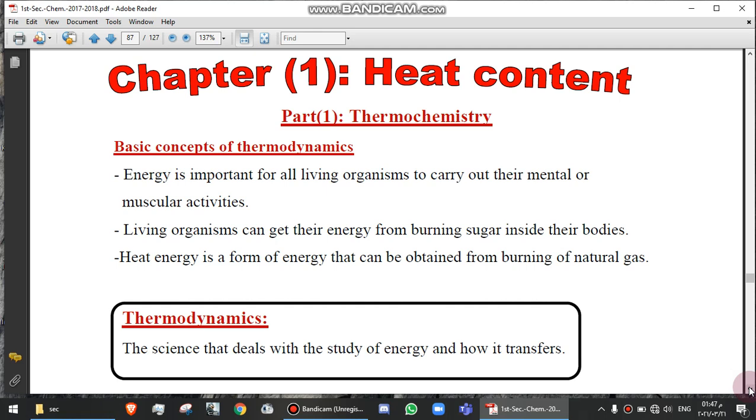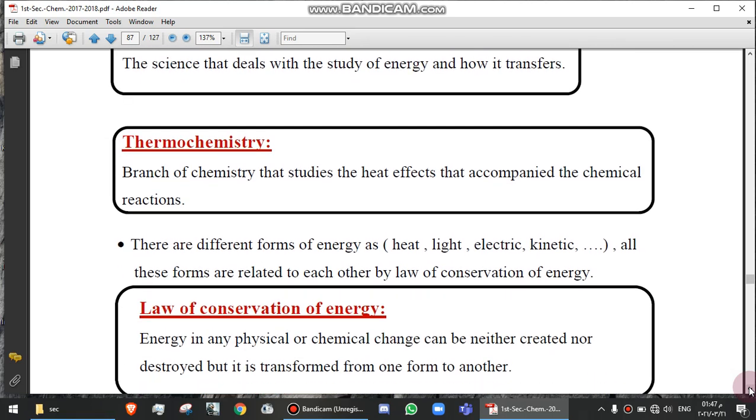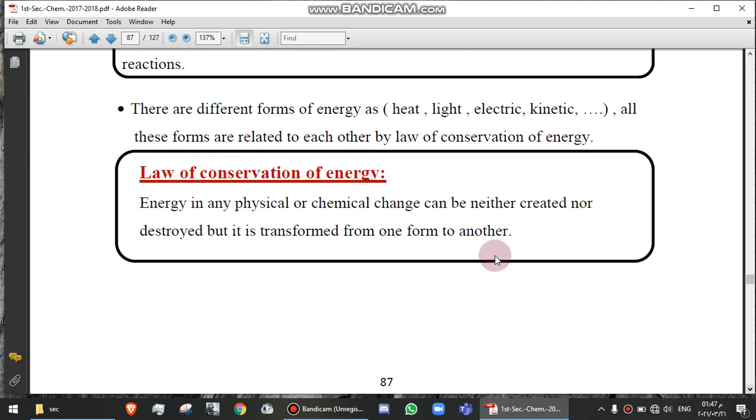Okay? And what is the meaning of thermodynamics? It is also a science, but it deals with the study of energy and how it transfers. We know the energy transfers from one form to another, as electricity changes to light, according to the law of conservation of energy. Energy in any physical or chemical change can be neither created nor destroyed, but it changes or transfers from one form to another. Okay?